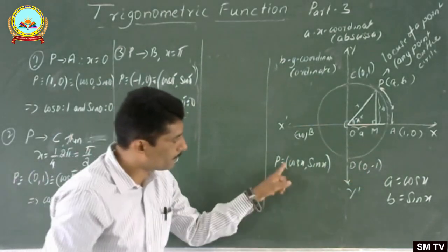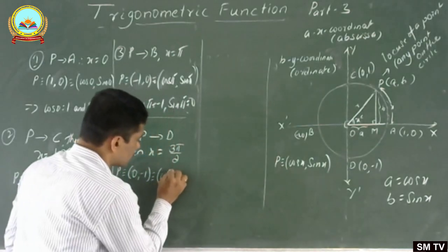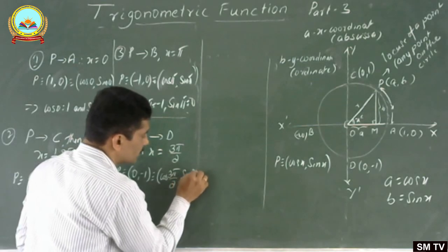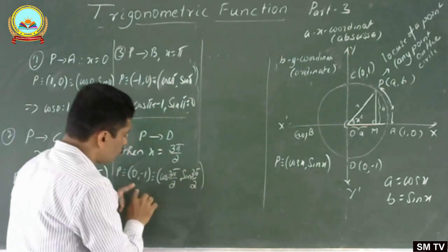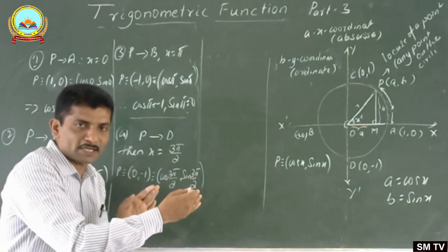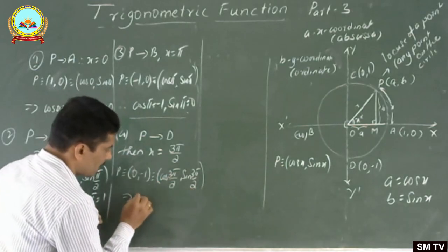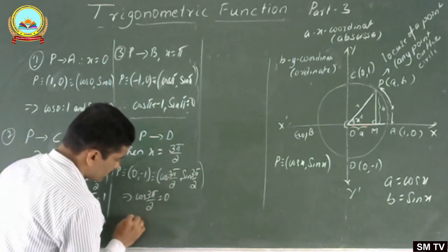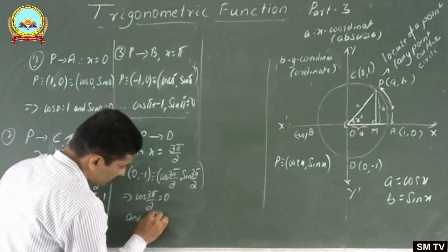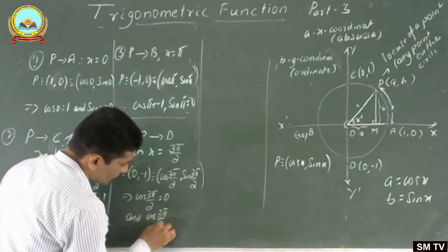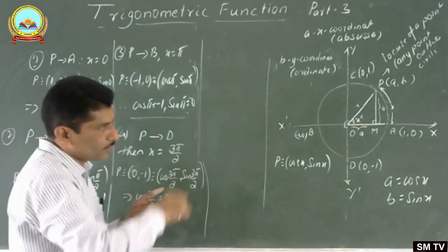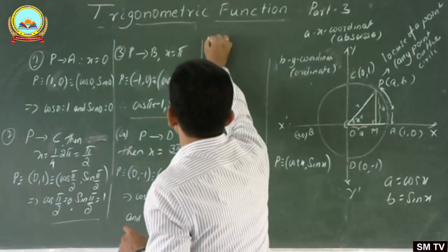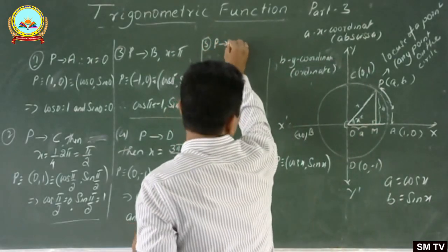In trigonometric form, cos of x, x means 3 pi by 2, comma sin of 3 pi by 2. Here also the two ordered pairs are equal, means corresponding elements are equal. It implies cos 3 pi by 2 is equal to 0 and sin 3 pi by 2 its value is equal to minus 1. The rotation continues like this. Suppose the fifth one is, you can say that P coincides with A.